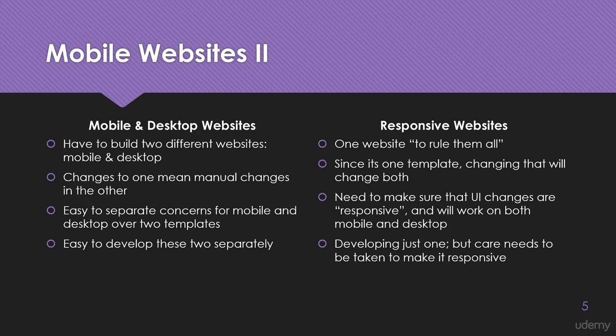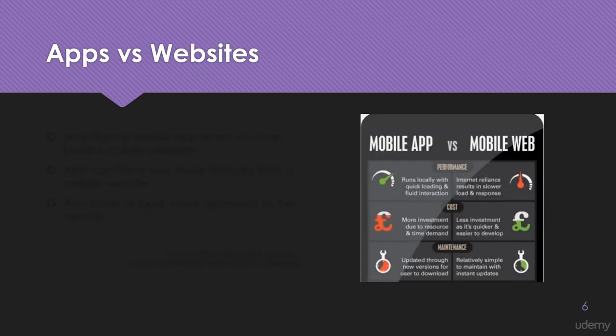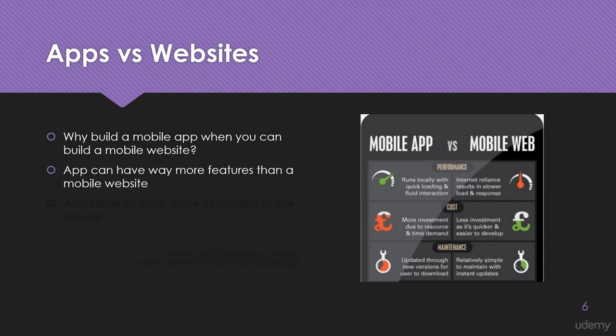Okay, so if you can develop a mobile website that runs on your mobile platform, smartphone or tablet, why do you need an app? So the reason is apps can have way more features than a mobile website can. They're faster to load, they're more optimized to the device, they don't rely on the internet as much, and so if the internet goes down, your device can still run the app, and it's easy to update and things like that. The downside is there's more cost, and it takes longer often to build apps than it takes to develop a website.